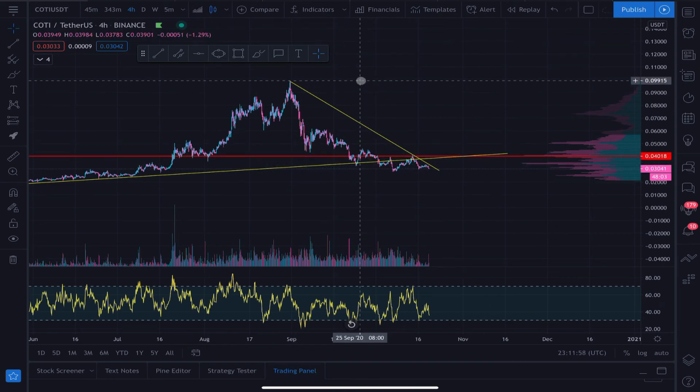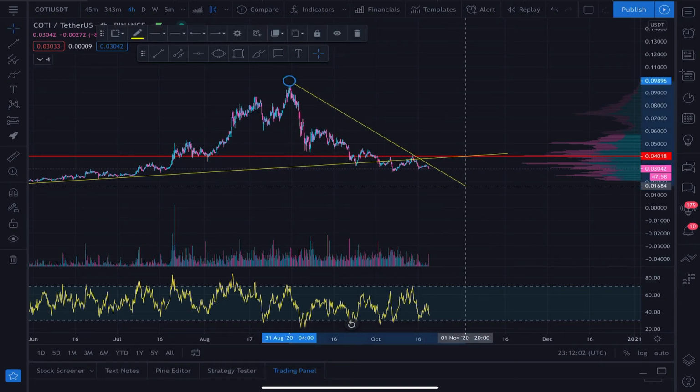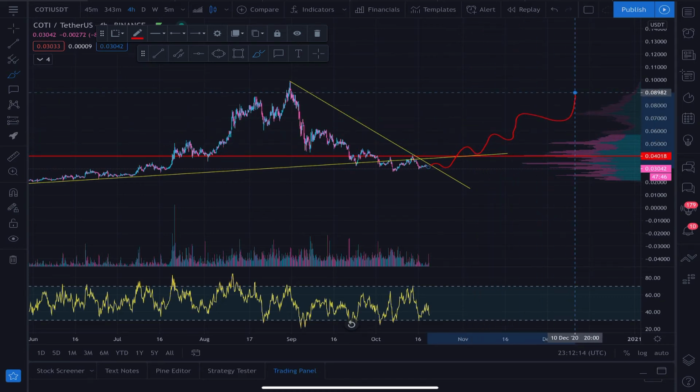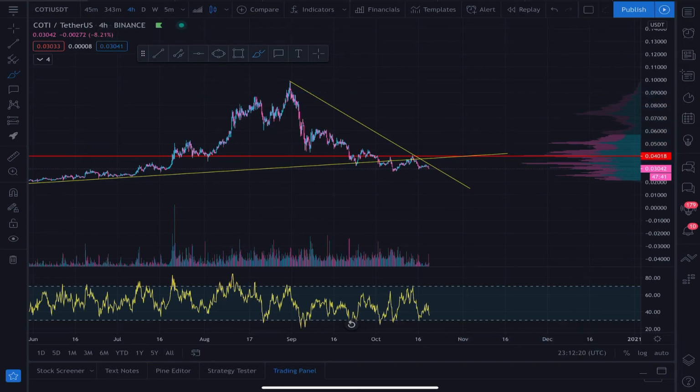So we have two levels of resistance, two points of interest that we want to keep an eye on as far as what we're looking for inside of COTI. So not only do we need to break through this level here, but we also need to get above this level and continue a higher high, higher low trajectory with good volume before we can start getting bullish on COTI. So for right now, it's just a wait and see.